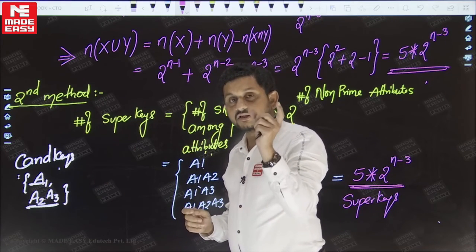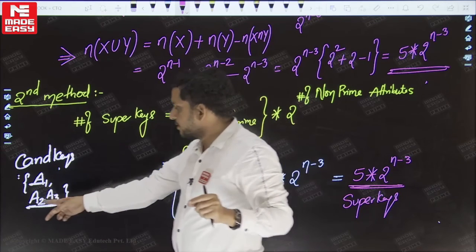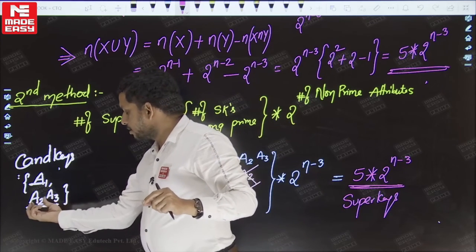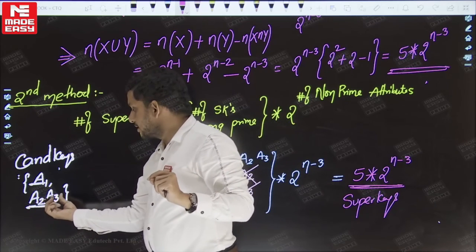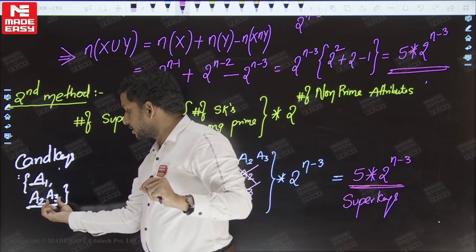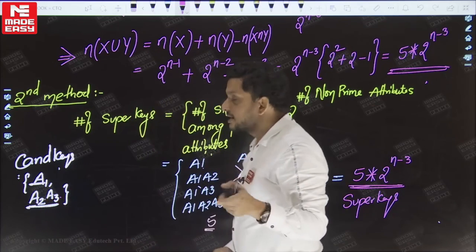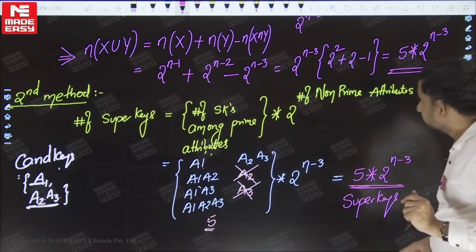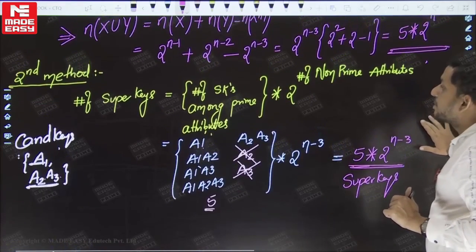Okay, proper subset of candidate key attribute set. A2, A3 combinedly is a candidate key. Proper subset of this candidate key is A2, which is not a candidate key, and the other proper subset A3 is also not a candidate key as well as not a super key. So this is the way we find the number of super keys.